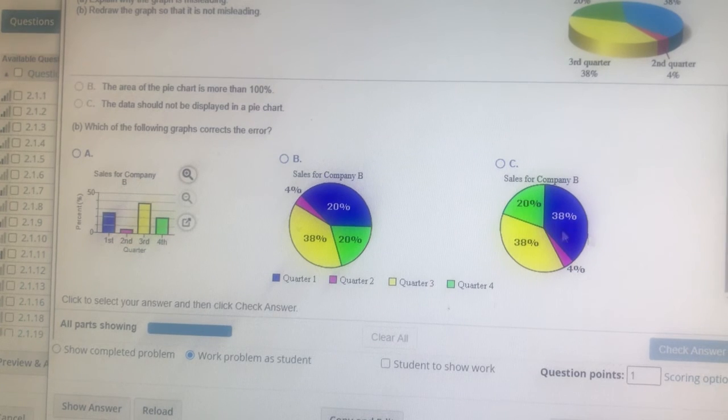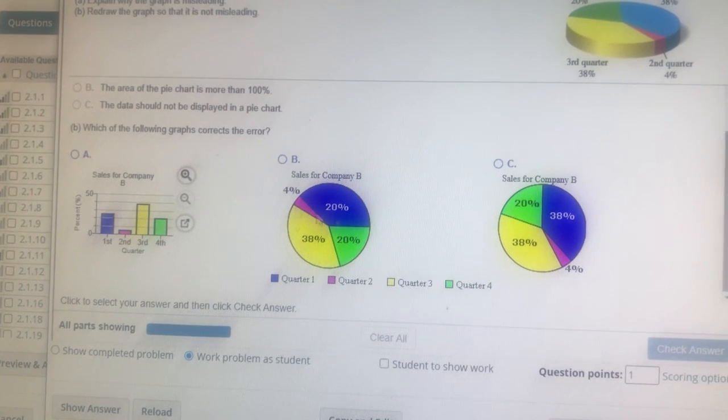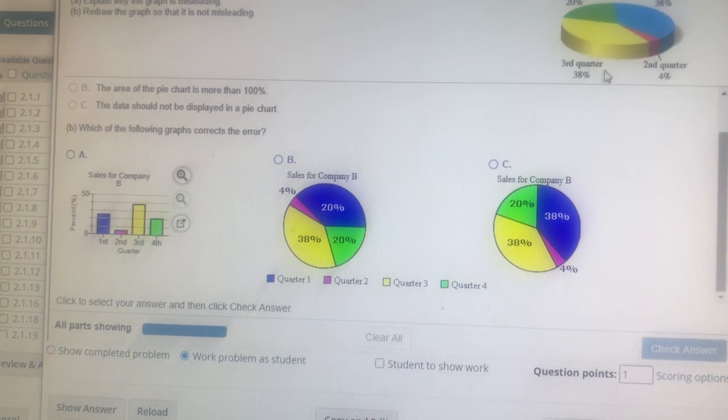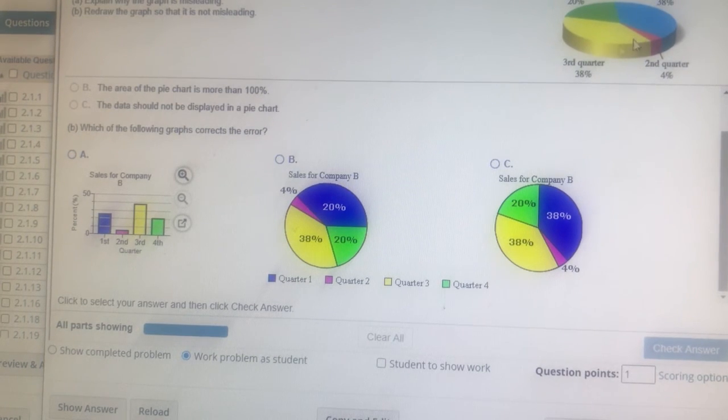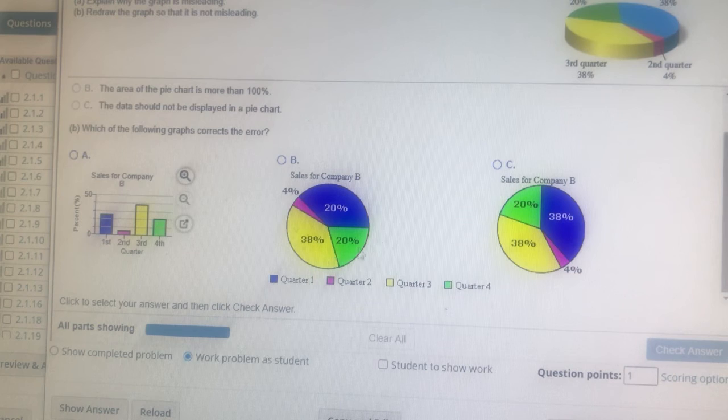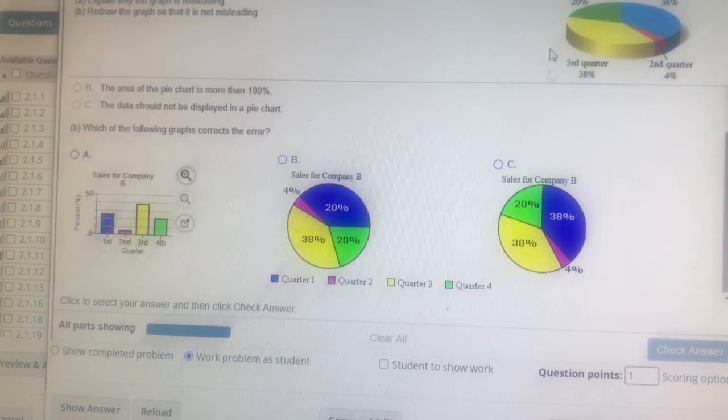Okay, now, which of these would be the best one? You just got to look and make sure your numbers match up. Like the first and the third are both 38. Well, look here, that's 20 and 38. Here it is right here. See this one? See 38 and 38? And we got 20, 20, and we got 4 over here. This is it right here, see?